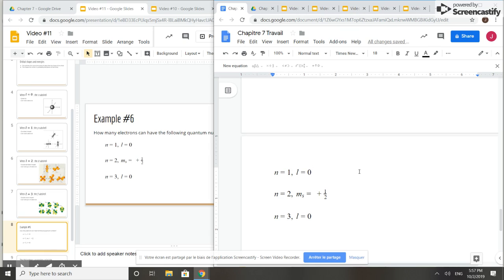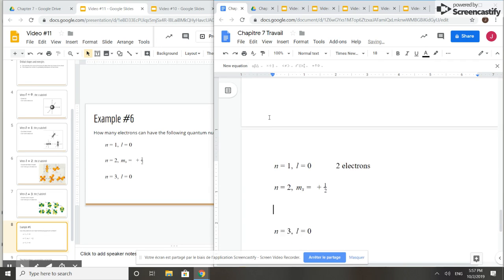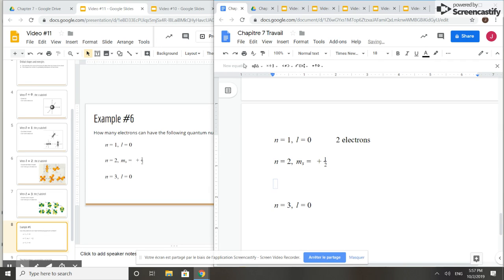I'm actually going to discuss these more conceptually than I'm going to discuss them in terms of quantum numbers, because that's a little bit easier for me. So if I have n is equal to 1, l is equal to 0, I already know that this is the s subshell, therefore it can have up to 2 electrons. So then I have n is equal to 2 and s is equal to plus 1/2. So I have that l could be 0 or 1.